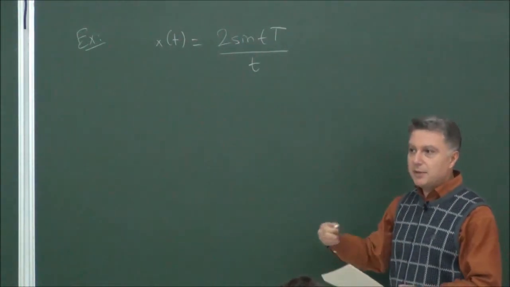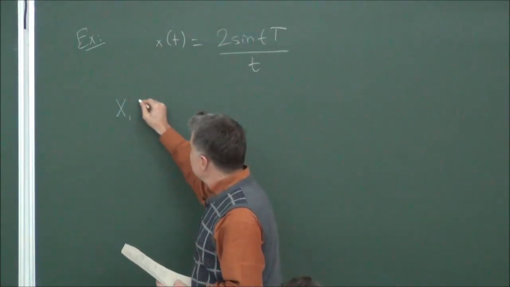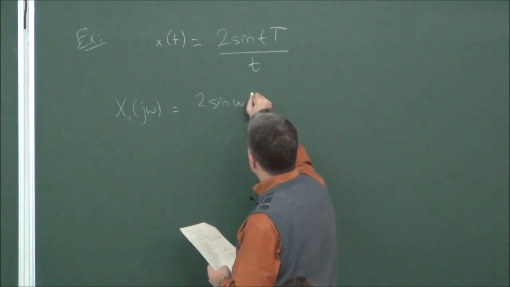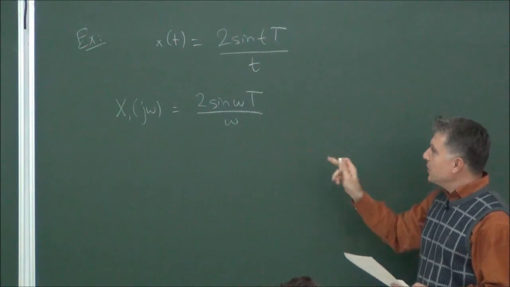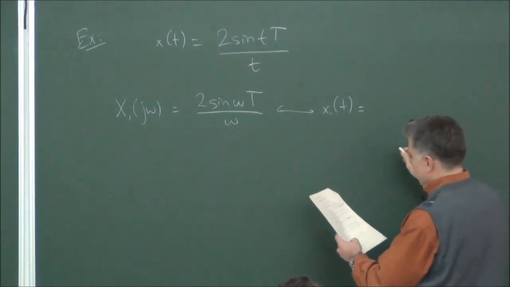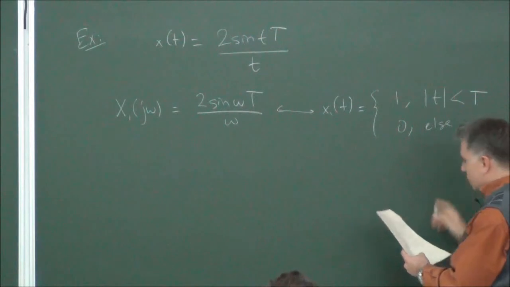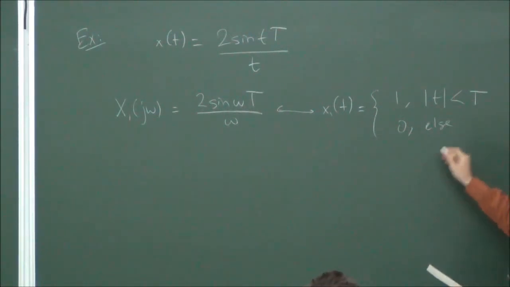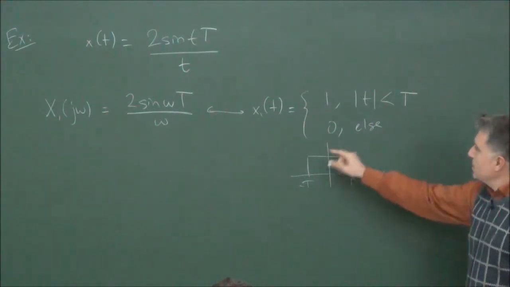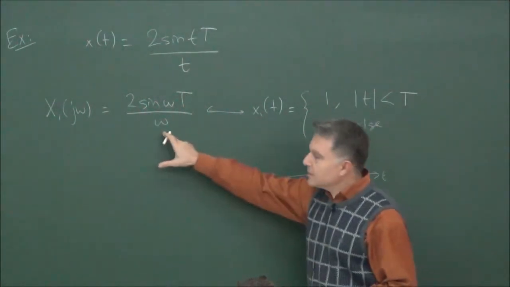And this signal, however, we have seen before on the frequency axis. The signal that we have previously seen was something like this. I'm going to call it x1 of j omega, and it was 2 sine omega capital T over omega. And we know that this is the Fourier transform of a signal which is x1 of t, that is rectangular: 1 when magnitude t is less than capital T and 0 else. So between minus capital T and plus capital T on the time axis, it is 1, and outside of it, it is zeros. So if this is your time signal, we know that this is your Fourier transform.